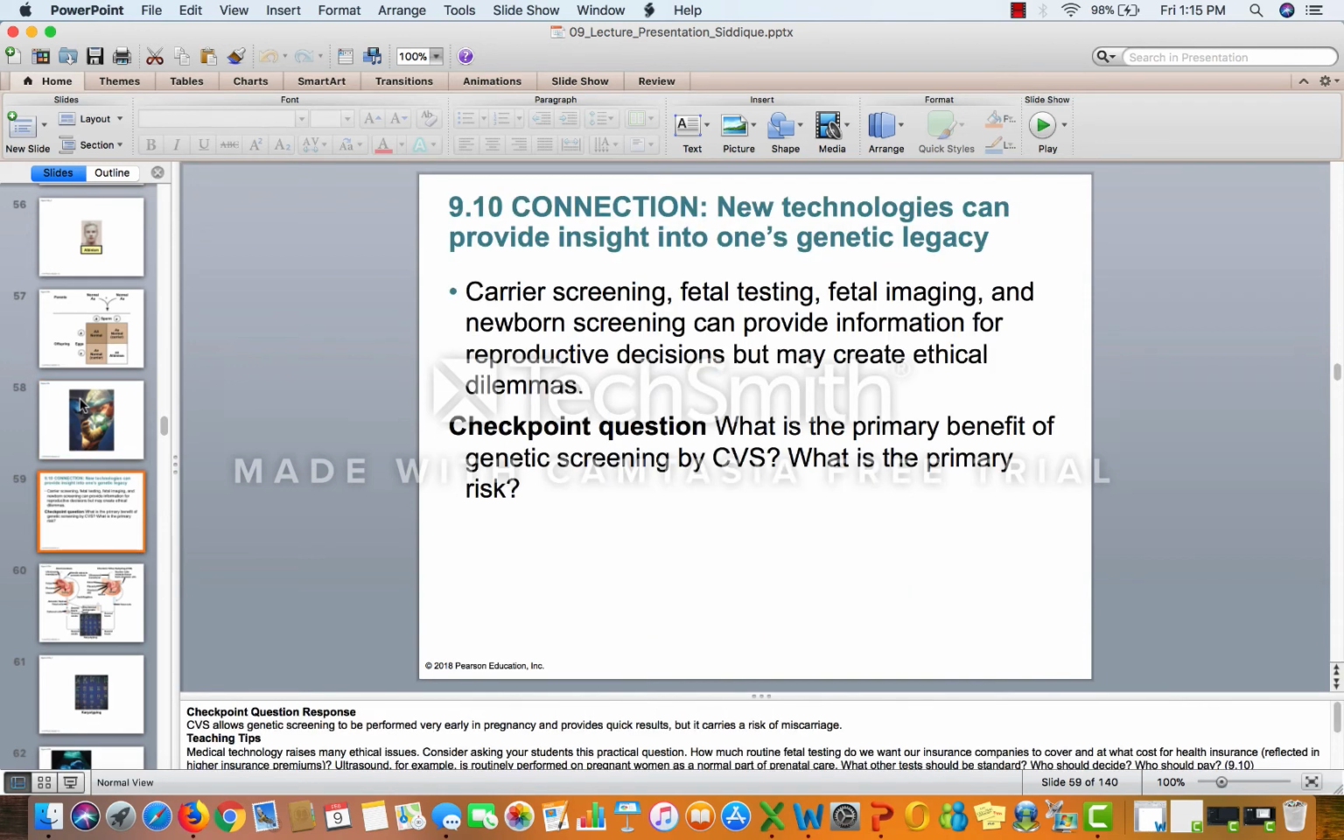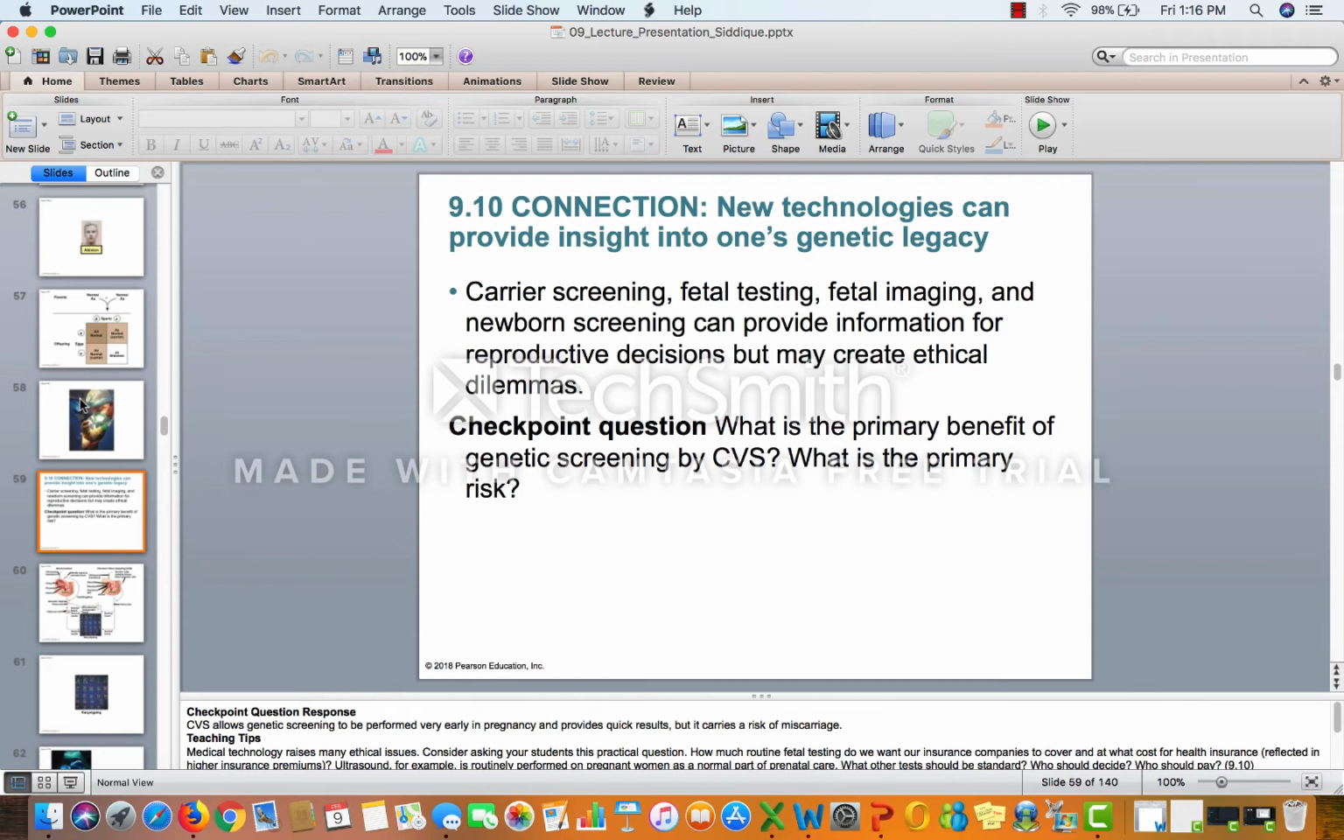That's awesome. So it's not like you can actually stop an individual with a defective disorder from having a long, healthy, productive life. They'll be perfectly healthy and live long lives. So new technologies can provide insight into genetic testing. For example, carrier testing, fetal imaging, newborn screening, amniocentesis, right? Or chorionic villus sampling, CVS sampling.